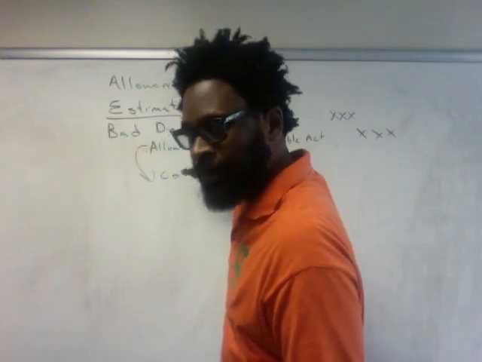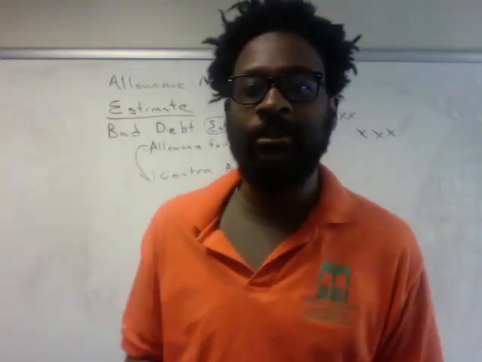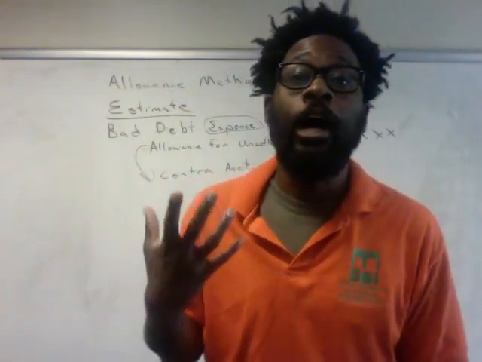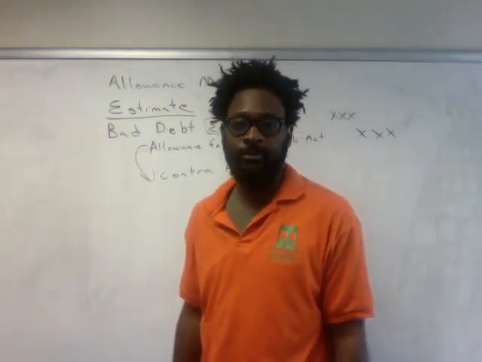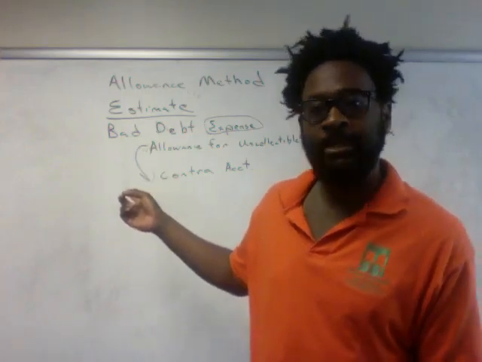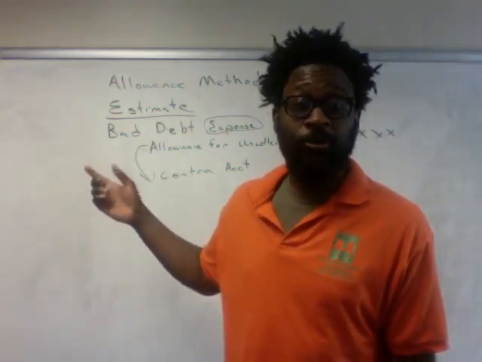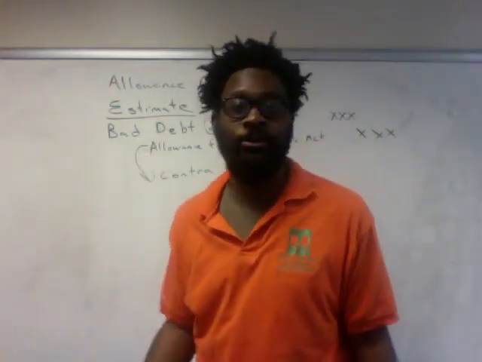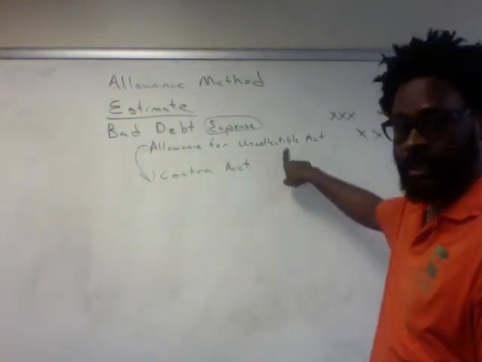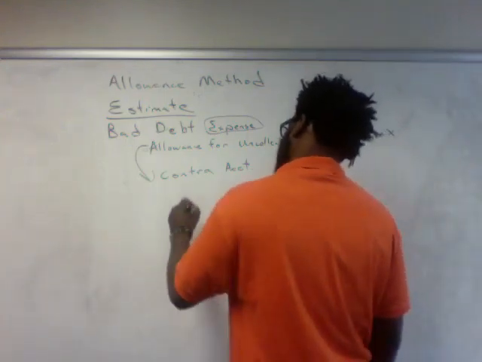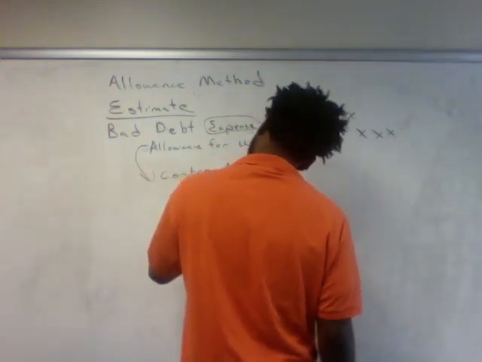This allowance for uncollectible account is obviously a contra account that's going to affect what account? Accounts receivable. How is it going to affect accounts receivable? Think about it. We're estimating that we're not going to collect. So this is the portion of it that we're not going to collect. So actually we should be doing what to accounts receivable through this account? Decreasing it. So it's a contra account to accounts receivable.